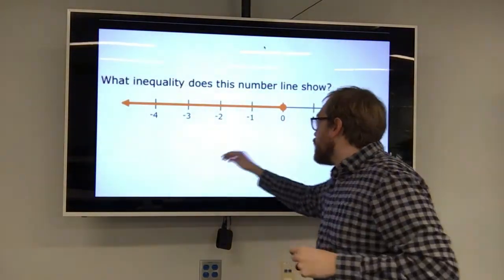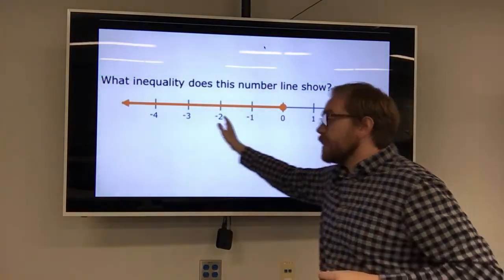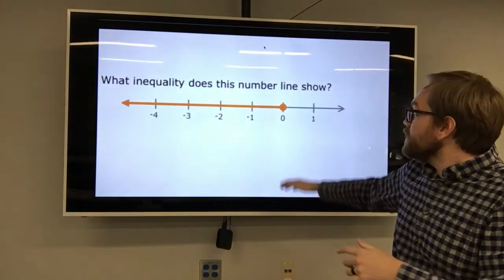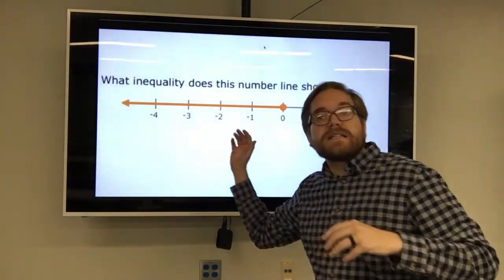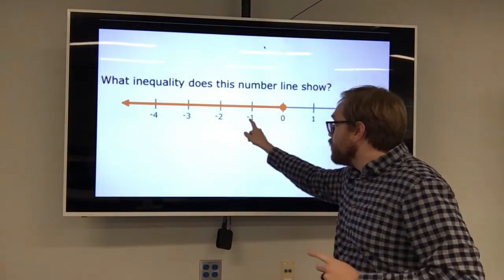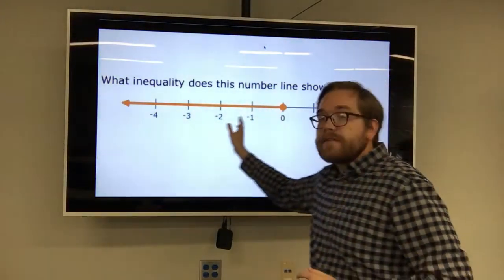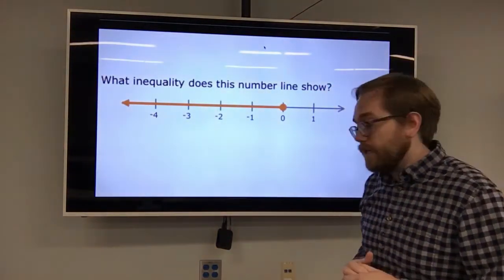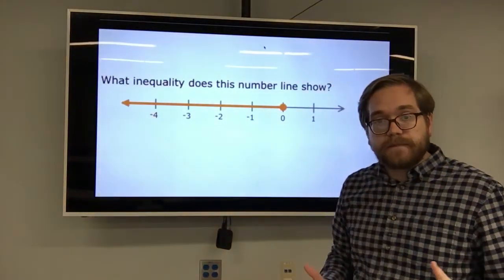Here we can see our number line, zero over here, negatives off to the left, positives off to the right. And so we see that everything off to the left is less than our number. Here's 0, -1, -2. So that's everything off to the left is less than that number of 0. So that's how we understand the number line.